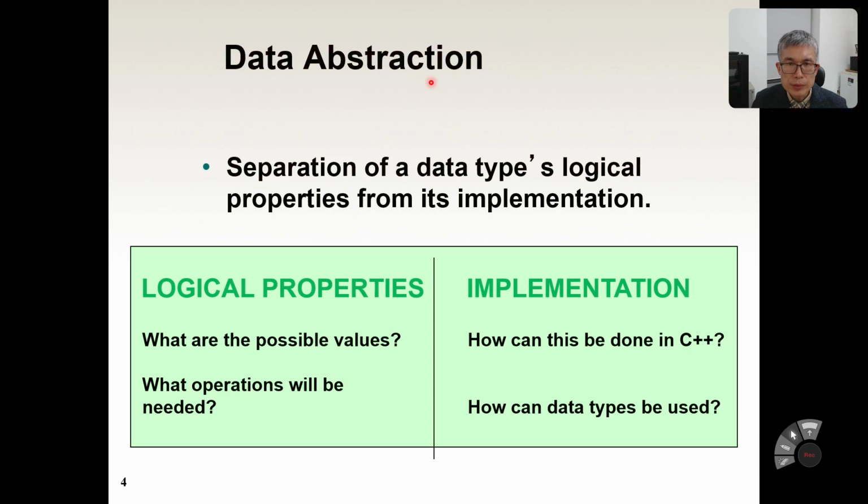Data abstraction means the separation of a data type's logical properties from its implementation. So we have logical properties, a logical view of data. Also, we can implement it in a computer. The questions are: what are the possible values? What operations will be needed for those data? Implementation questions: how can this be done in C++? How can data types be used?